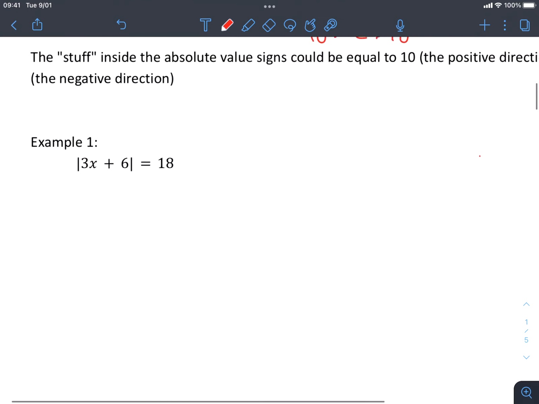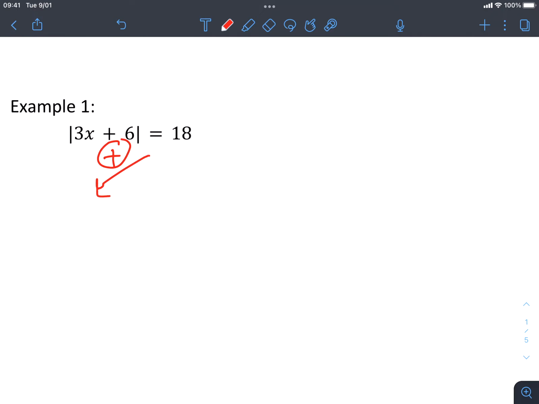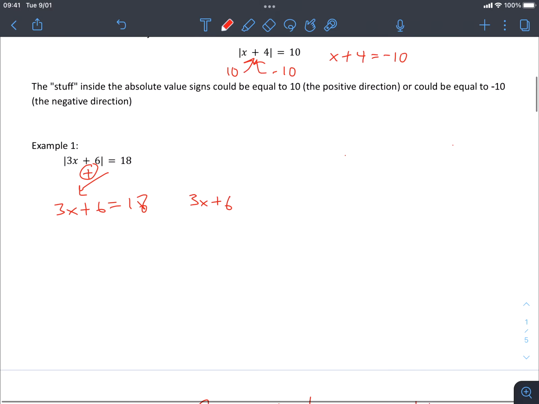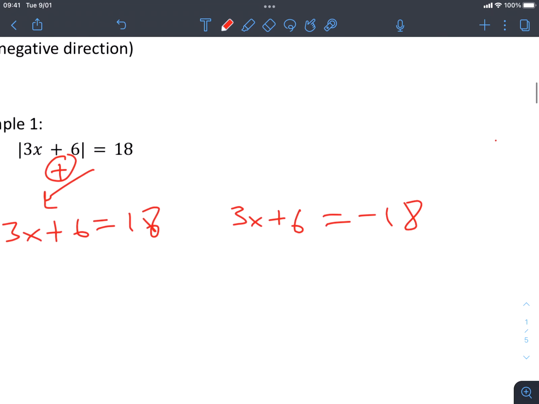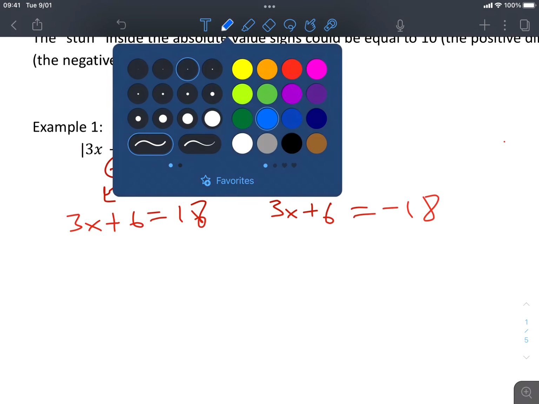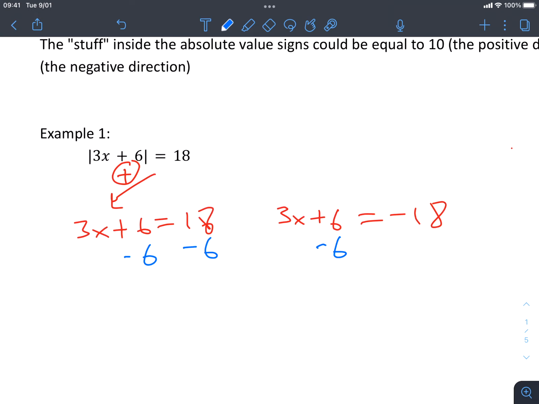So we would go about solving these problems by splitting the equation into a positive and negative version. So either what's in the absolute value is equal to positive 18, 3x plus 6 is equal to positive 18, or we have 3x plus 6 is equal to negative 18. So we would simply solve both equations and get two values for x. So in our example here, we would subtract 6 on both sides. It's kind of cool because both equations can be solved with the same exact steps in the same math. We just end up with a different answer.